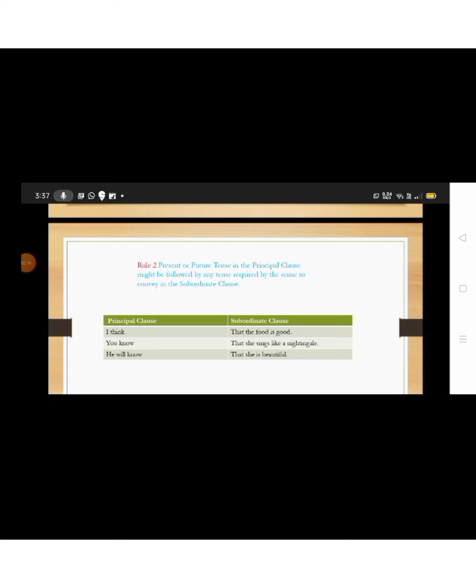Present or future tense in the principal clause might be followed by any tense required by the sense to convey in the subordinate clause. This is rule number 2. Here you can see the first example: I think that the food is good. The principal clause is in present tense, and the subordinate clause is also in present tense. He will know. Third one, the subordinate clause is that she is beautiful, which is also in present tense.